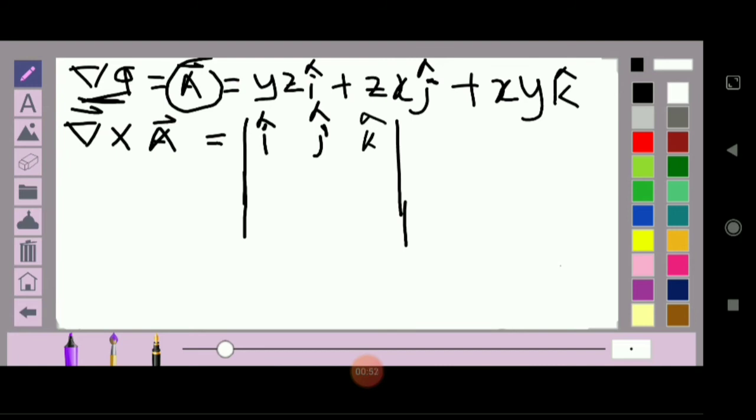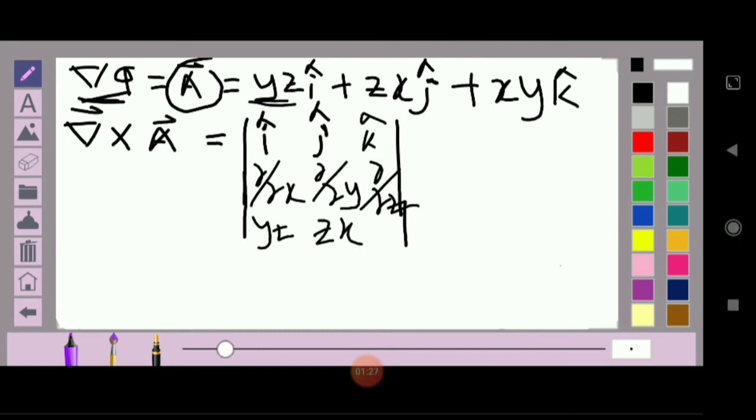Under i hat, because the del operator is del x i hat, the i hat component for the del operator is del x, and the j hat component for the del operator is del y, and for the k hat component, as we know, it is del z. Okay, and for vector A, what is the component along the i vector? It is yz, and the j hat component is zx, and the k hat component is xy.